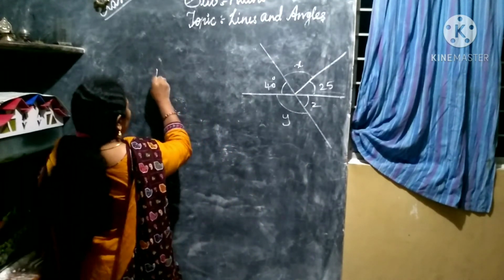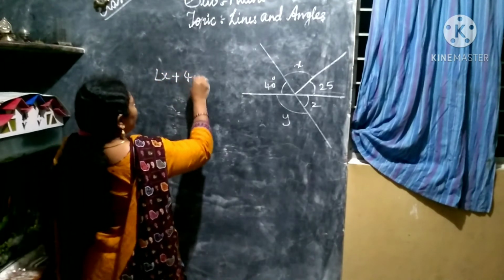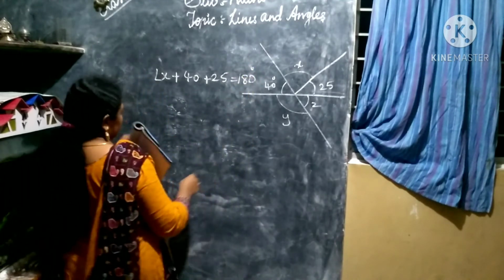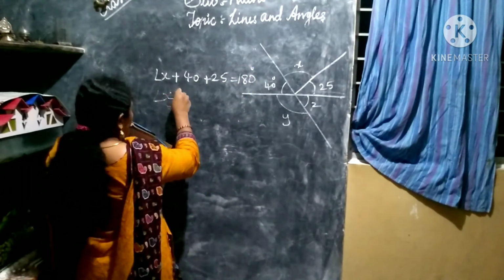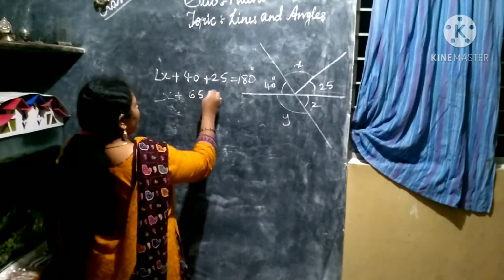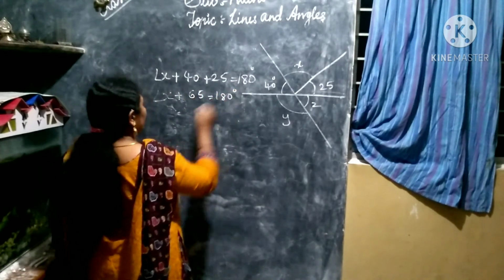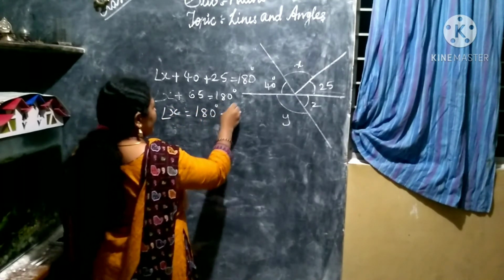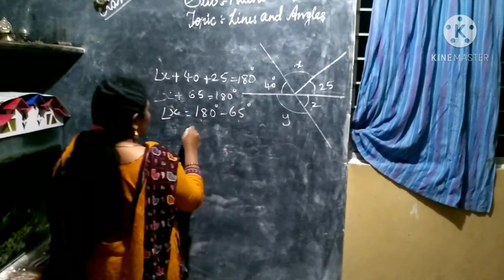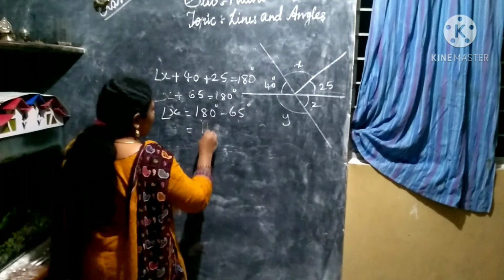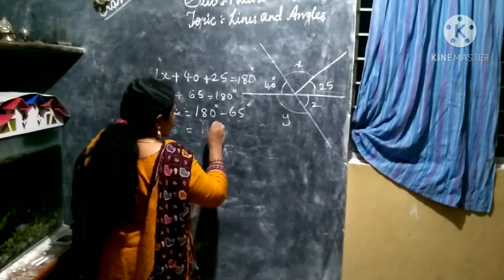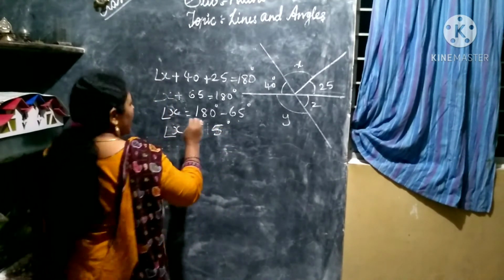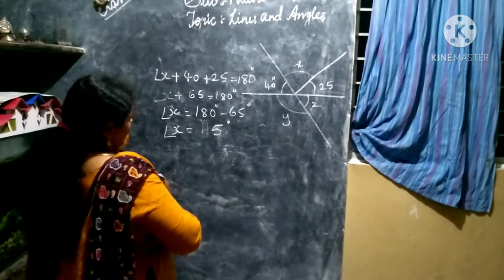When you take angle x plus 40 plus 25, it should be equal to 180 degree. So angle x plus 65, therefore angle x is equal to 180 degree minus 65 degree. When you take 180 minus 65, you get 115, isn't it? 115 degree. Therefore x is equal to 115 degree.